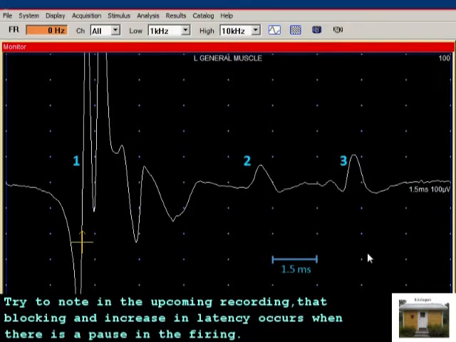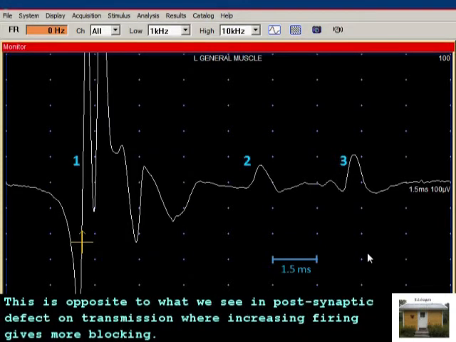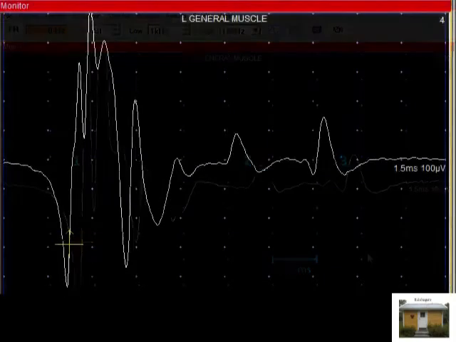Try to note in the upcoming recording that blocking and increase in latency occur when there is a pause in the firing. This supports the explanation that a weak point in the axon is facilitated by activity and the reverse. This is opposite to what we see in postsynaptic defect of transmission, where increasing firing gives more blocking.